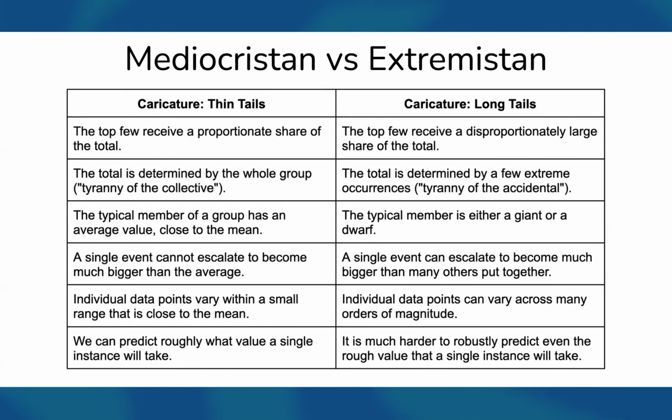So for instance, AI could be viewed as a tail event. It matters more than a lot of other sorts of events going on. It matters more than probably everything that will go on in Hollywood, for instance. It matters more than the goings on of various sorts of industries. The last point: with thin tails, we can predict roughly what value a single instance will take. Meanwhile, with long tails, it is much harder to robustly predict even the rough value that a single instance will take. So with tail events, there's substantially more unpredictability. We discuss this in more detail in the book and break these down and give more concrete examples of long tail events and thin tailed events. So this sets the stage for talking about black swans.